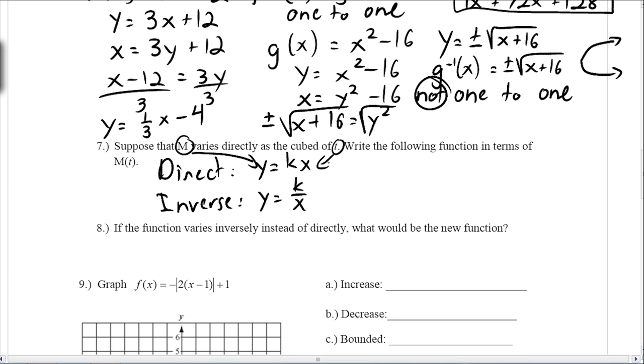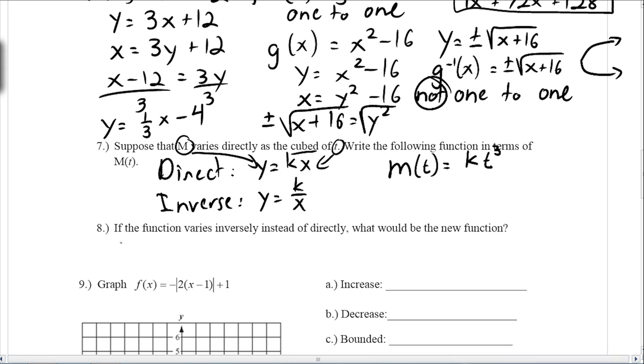But there's going to be something a little bit more tied to the t. So I'm going to write it as m of t is equal to k, which stands for the constant, which never changes. It'll always be k. And then instead of having x there, I'm going to have t, but it says the cube of t. So I'm going to have t to the third power. So m of t is equal to k times t to the third power.